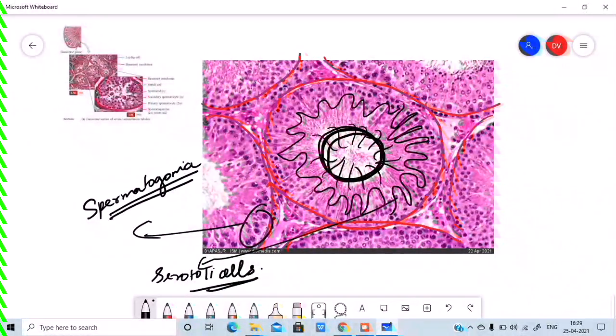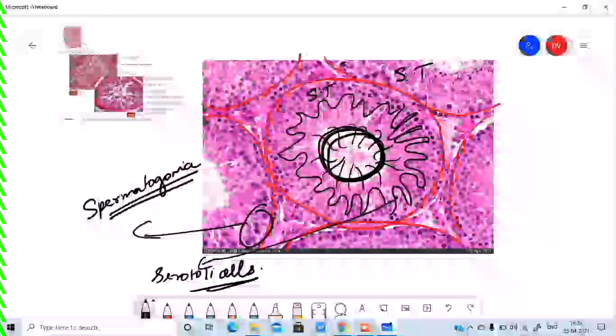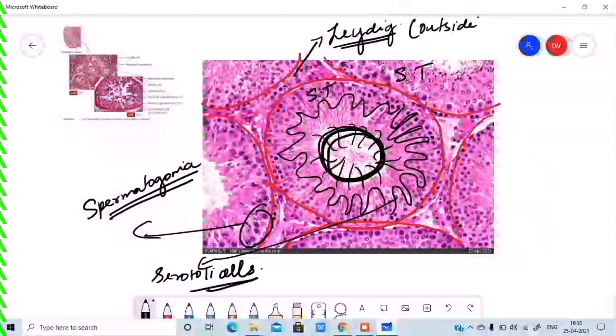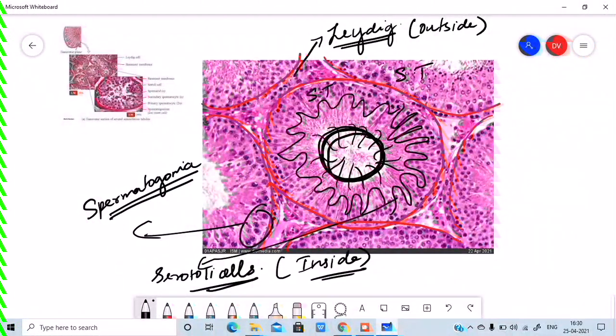I hope you guys can understand. This is another seminiferous tubule. This is one tubule, and you can see some gap in between the tubules, some interstitial space. Even in that space, you can see some dark spots. They are known as the Leydig cells. So know that Leydig cells are located outside of the seminiferous tubules and Sertoli cells are located inside of the seminiferous tubules.